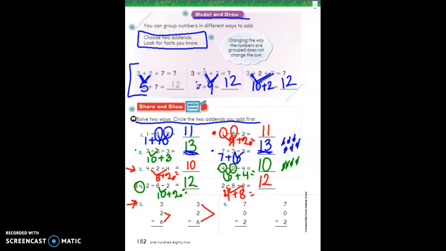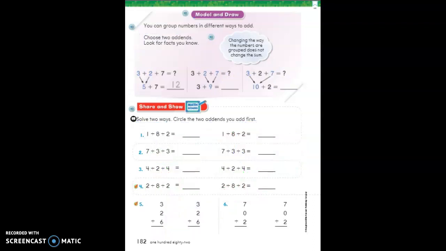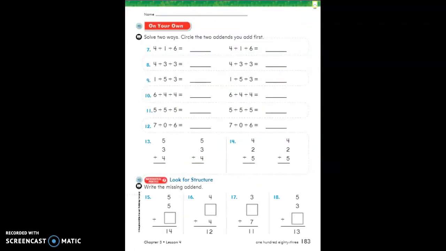So 2 plus 6 is 8, and I can't forget that 3, plus 3, 8, 9, 10, 11. Now over here I'm going to do 3 and 6, 6, 7, 8, 9. 9 plus 2 is 11, 9, 10, 11. All right, you are going to finish up the rest on your own. You do number 6, and then you're going to do this page on your own.